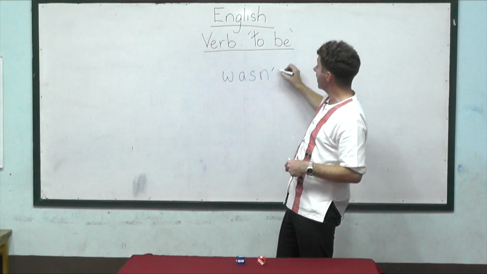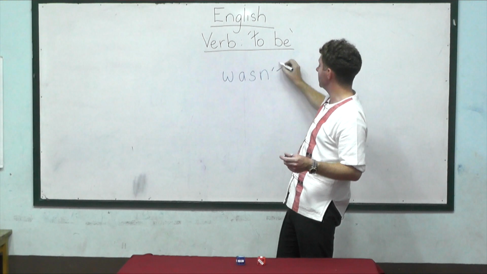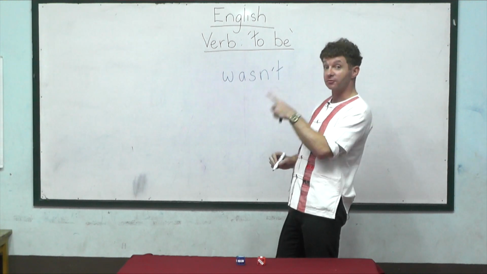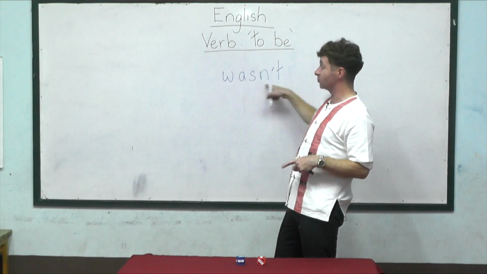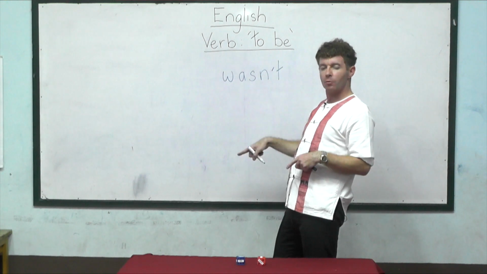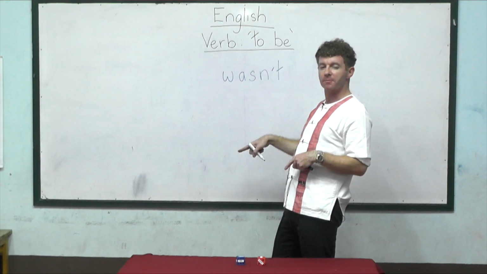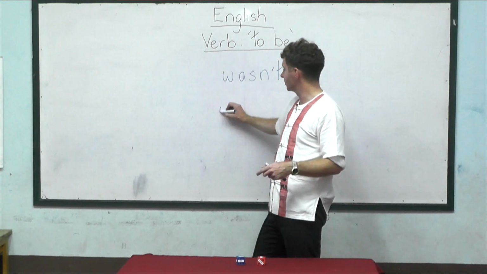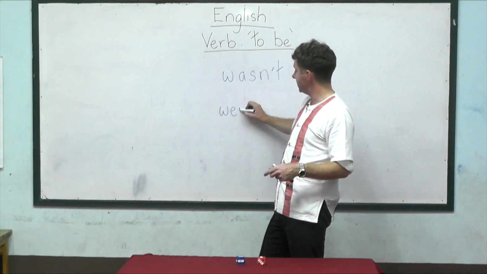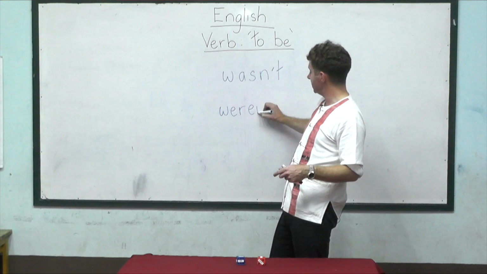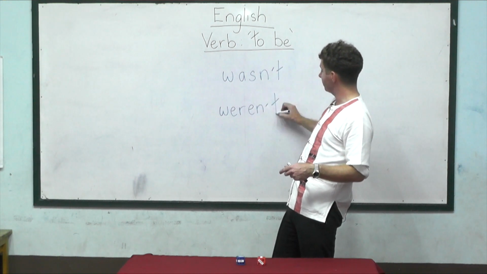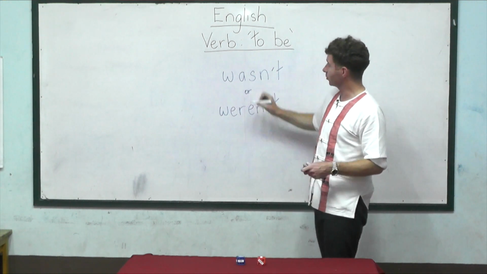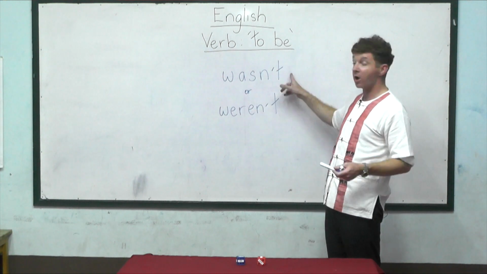W-A-S-N apostrophe T. Okay, so for some subject pronouns we use wasn't. But what's the other one for other subject pronouns? Weren't. Exactly. W-E-R-E-N apostrophe T. So we're going to have a game of wasn't or weren't.